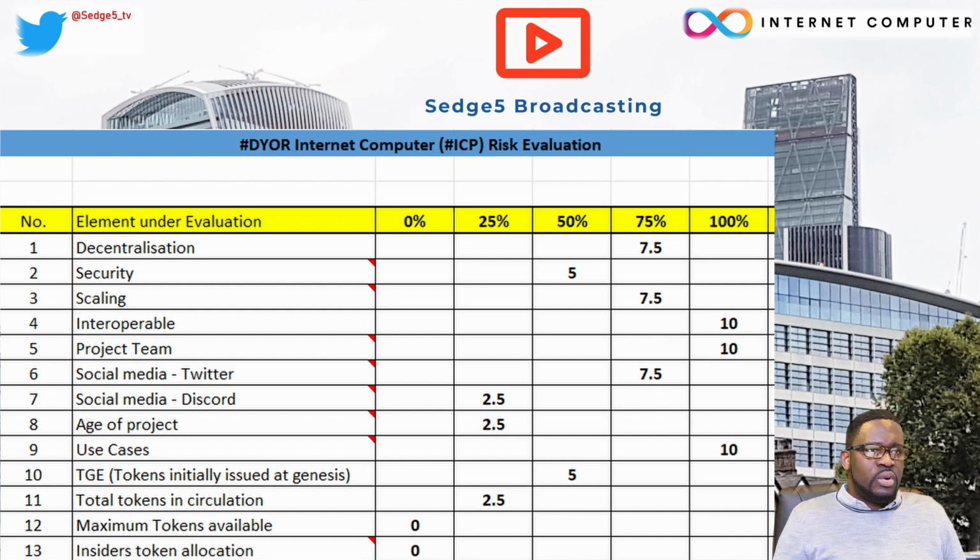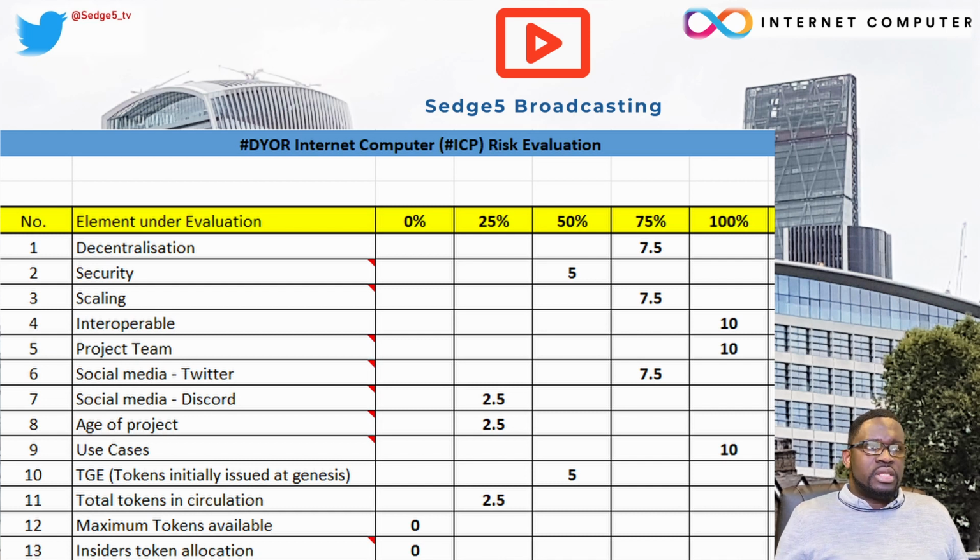Use cases, 10 points, because we think ICP has got a myriad of use cases. It's just like the internet, anything on the internet basically. That is the scope of its use cases. Tokens issued at project launch, 5 points out of 10. Tokens in circulation at the point of recording, 2.5 points. Maximum tokens available, there is no hard cap, therefore we are going to proceed and give 0. Insider token allocation, as you already suspected, we intimated a terrible set of affairs when it comes to insider token allocation. Therefore, we are going to proceed and give ICP 0 points out of 10.